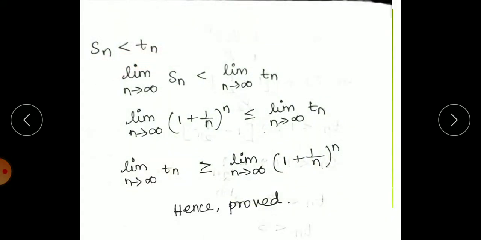Therefore Sn is less than Tn. Therefore, if you apply the limit on both sides, Sn is 1 plus 1 by n the whole power n, so this limit is less than or equal to the limit of Tn, or both are the same. Hence proved.